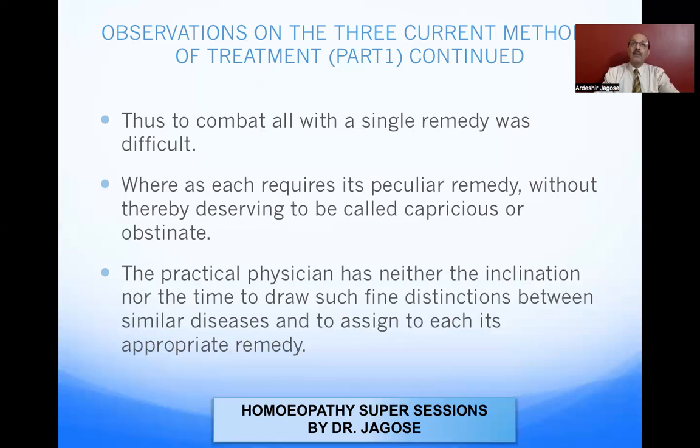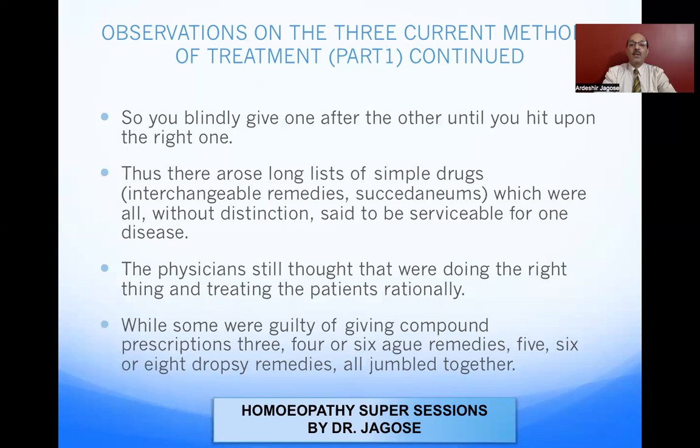So therefore, a simple way was to give the remedy according to the name of the disease. So you blindly give one after another until you hit upon the right one. So what happens? You are just blindly giving medicines on hearsay, saying that this medicine could be useful in treating such a condition. So what are you doing? You're taking a bow and arrow and shooting the arrow in the dark. It may not hit the bullseye. So here, in a similar fashion, you're blindly giving one remedy after another until you find the right one. Thus, there arose a long list of simple drugs, that is, interchangeable remedies or succedanea.